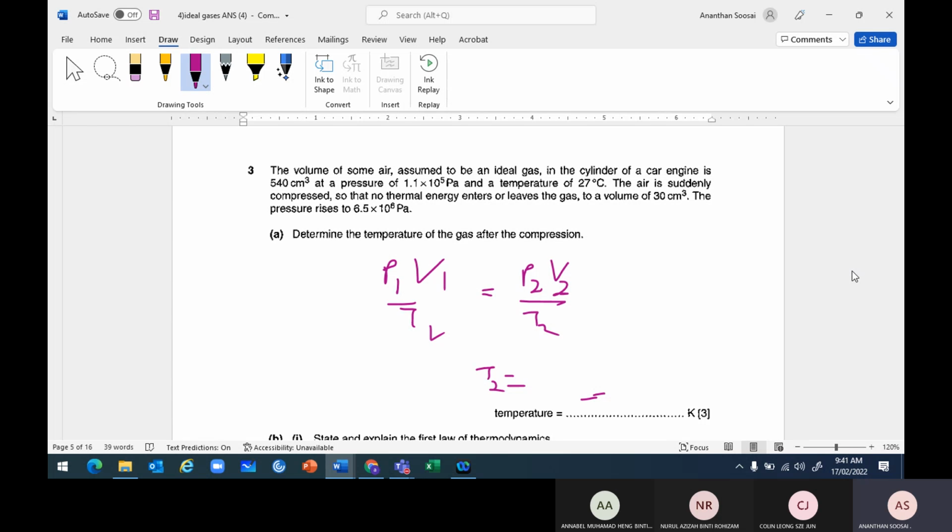Except temperature. Temperature must be in Kelvin. If you want to change to meter cube you can, but it is more work. Convert and you get the same answer. So leave the volume as centimeter cube. Pressure, whatever unit is given, Pascal, leave it as Pascal. The temperature, change to Kelvin. So the 27 degrees Celsius, change to Kelvin, and you get the T2 in Kelvin.